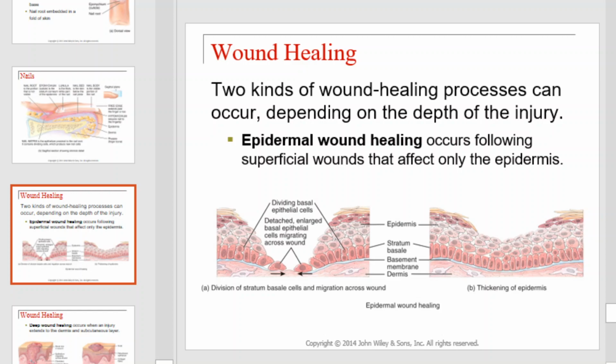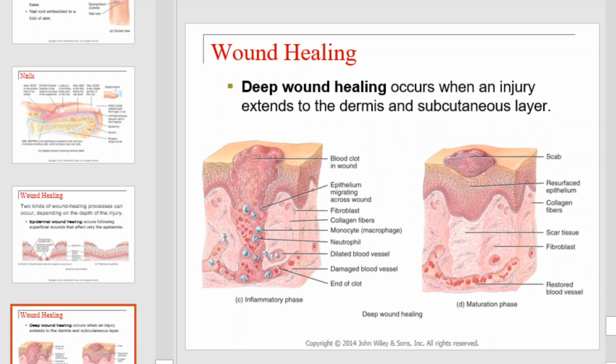Wound healing. There are 2 kinds of wound healing processes that can occur in skin. The differences between them depend on the depth of the injury. Epidermal wound healing occurs following superficial wounds that affect only the epidermis. Deep wound healing occurs when an injury extends to the dermis and the subcutaneous layer, which is illustrated here.